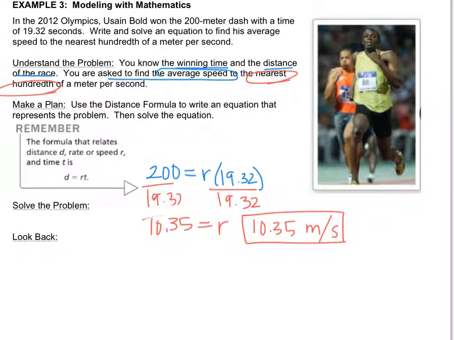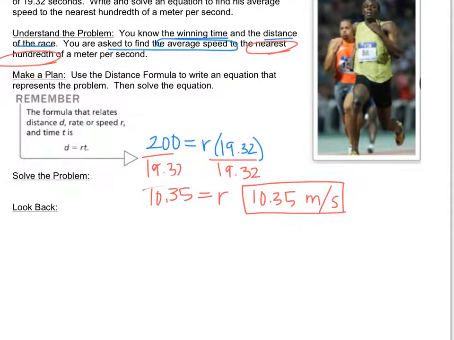And now we look back and we say, does this make sense? Well, if he's running about 10 meters per second and the total distance is 200, that would kind of be like 20 seconds. So I guess that kind of makes sense, right? Because they told us he was running at 19.32, which is pretty close to 20.